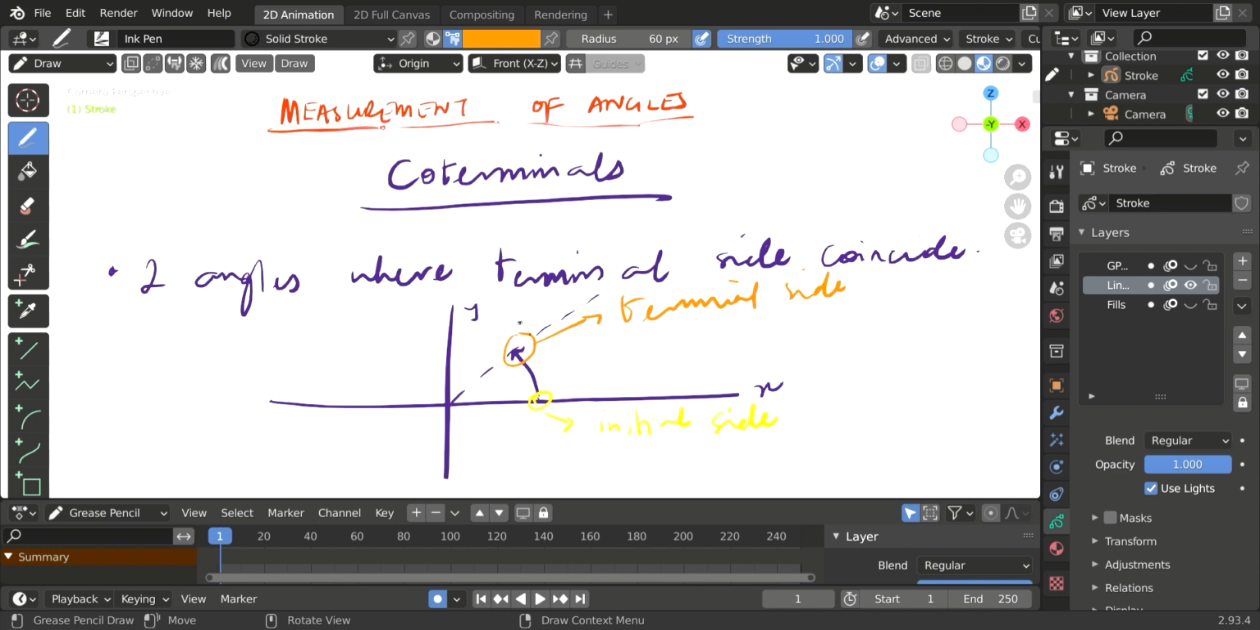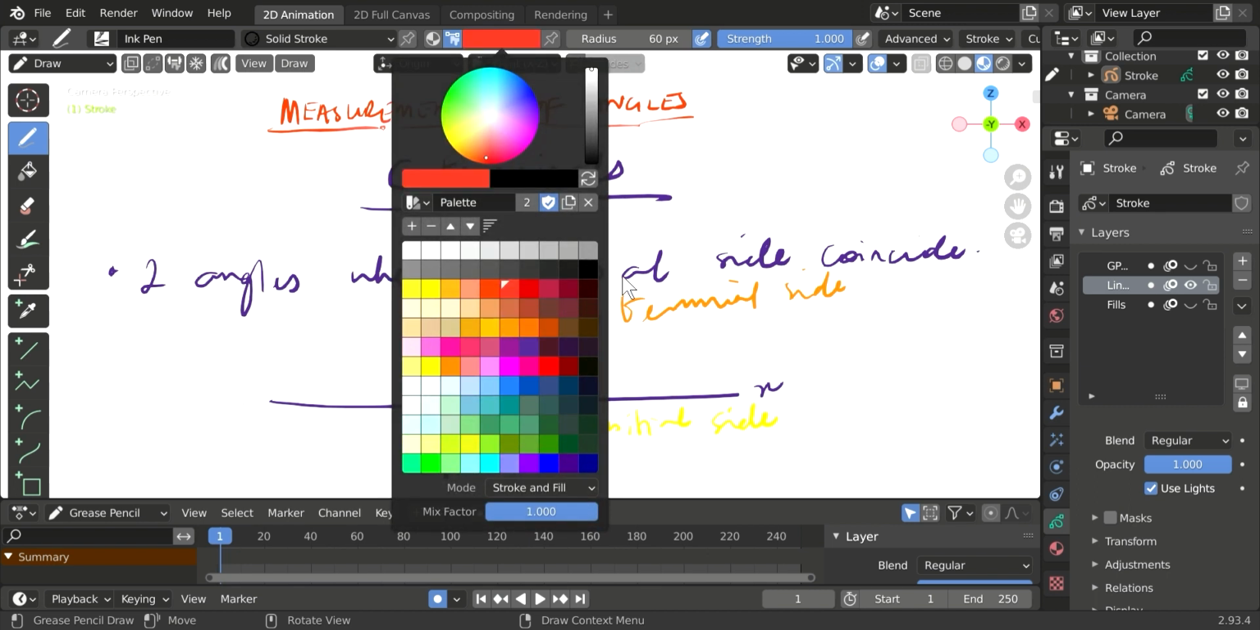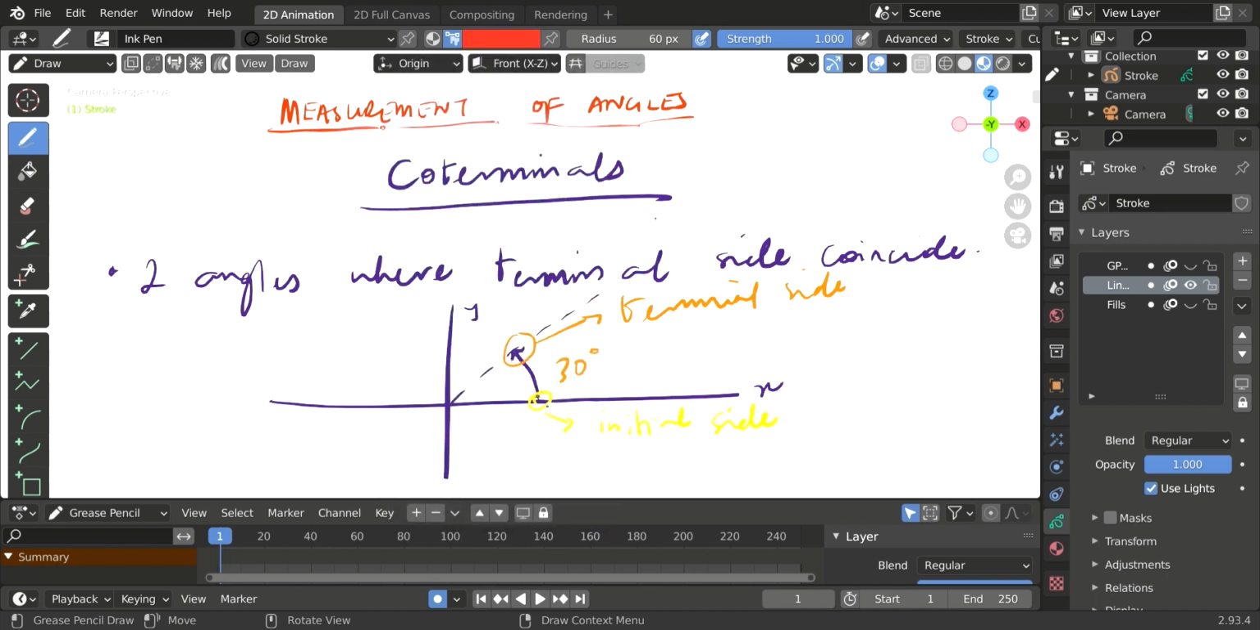So when it says two angles whose terminal sides coincide, let's say this is an angle of 30 degrees, or 60, whatever. If you go another 360 degrees, these terminal sides are coinciding. So you have your initial terminal point, that's terminal 1, and you've gone again 360 degrees, and that's terminal 2.